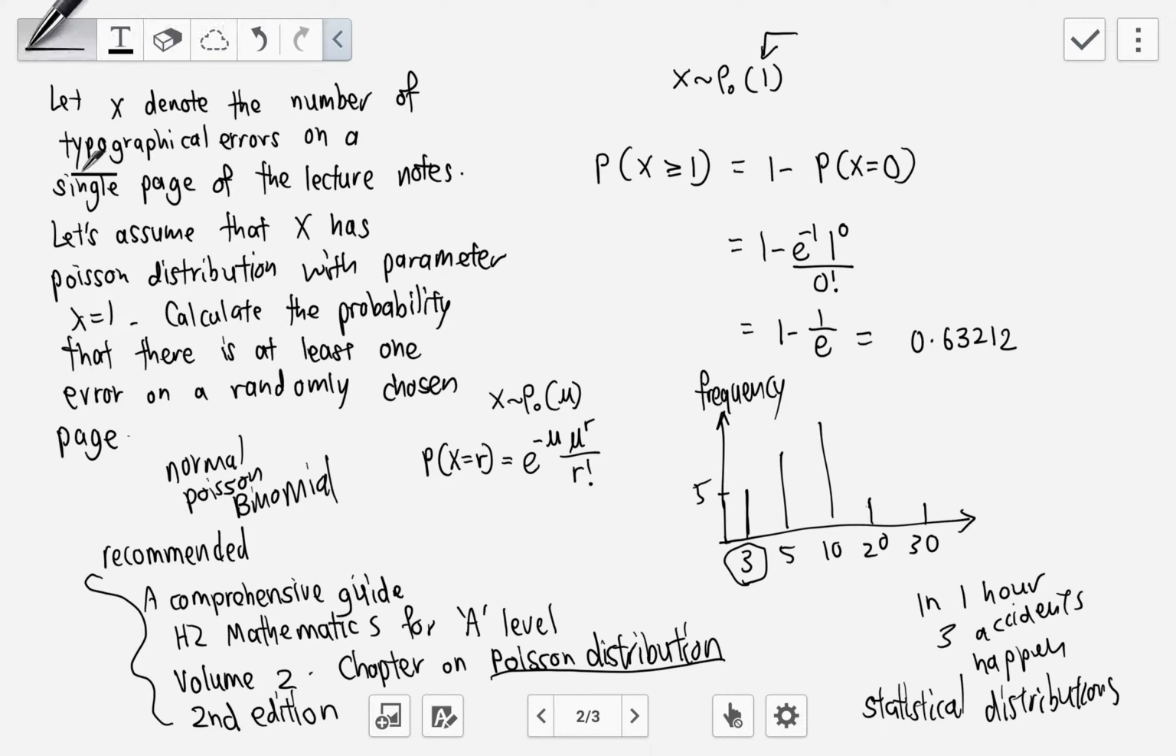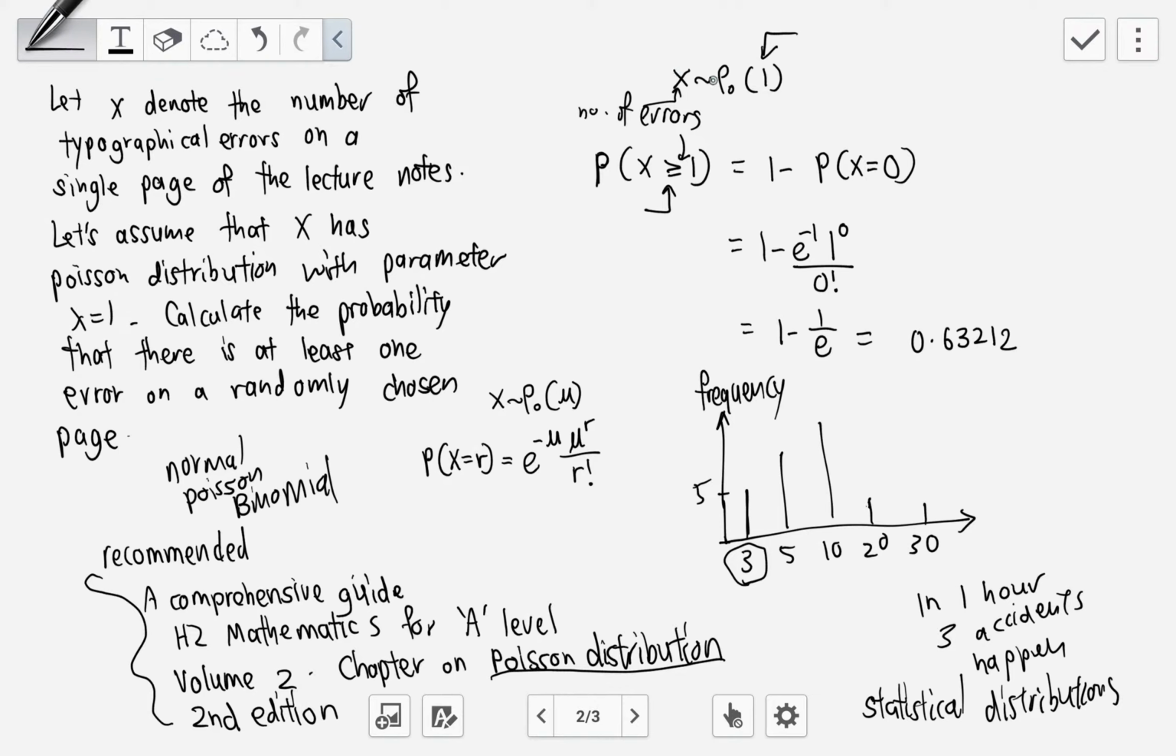So let X denote the number of typographical errors on a single page of lecture notes. Assume that X has a Poisson distribution with parameter lambda equals 1. That means in a single page of lecture notes, on average there is 1 typo error. We want to calculate the probability that there's at least 1 error on a randomly chosen page. At least 1 error means greater than or equal to 1, could be just 1, or more than 1. So I'll find the probability that the number of errors is greater than or equal to 1.